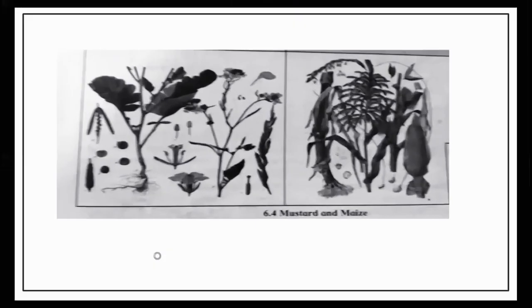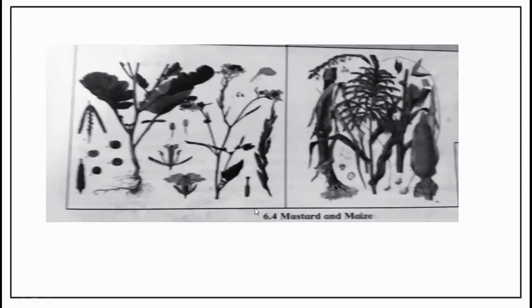Then observe one popular example in your textbook: the dicot plant is the mustard example, and maize is your monocot plant. In the mustard plant you can see different parts, that is the leaf, stem, root and seed. Here you see the root part, and the leaf, and the seeds. These seeds split into two equal parts, that is the dicot, and these do not split into two equal parts, that is the monocot.